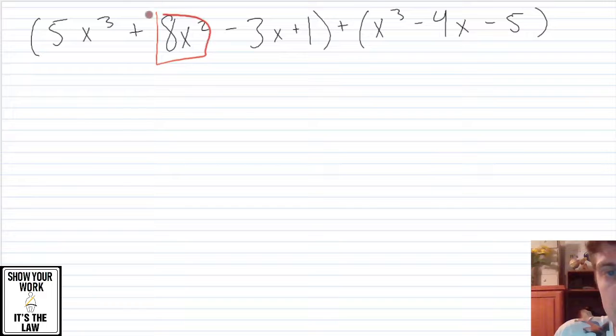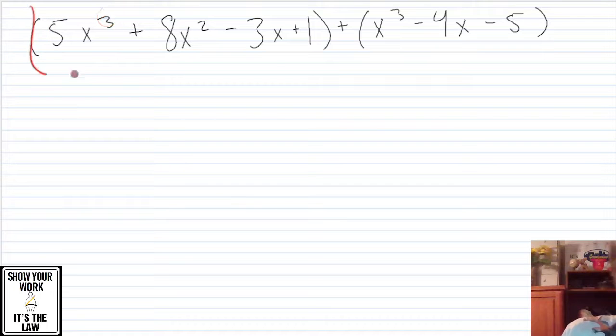This term, including the sign, is degree 2. This term is degree 1. This term is degree 0. This term is degree 3. And when we talk about the polynomial as a whole, we just refer to the largest degree, which in this case is 3. This one is a degree 3 polynomial as well. Just some lingo to learn.